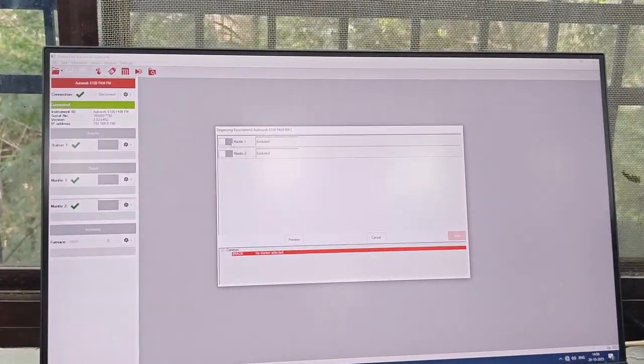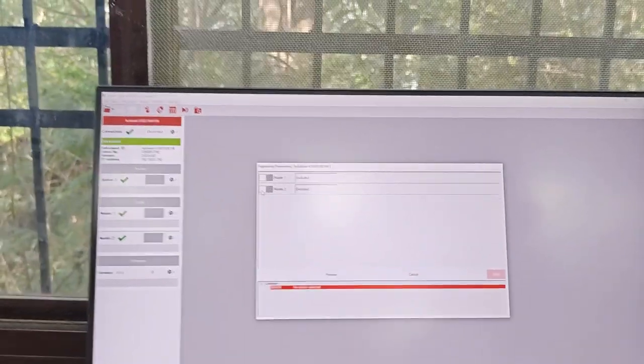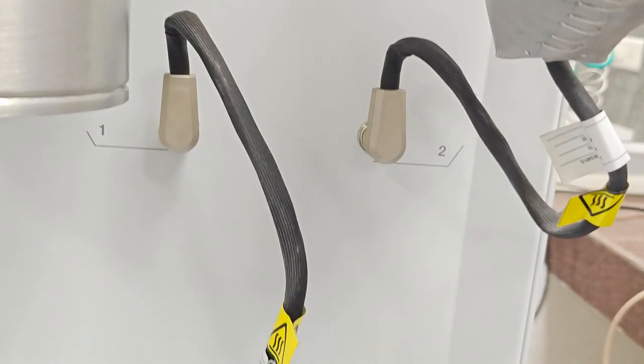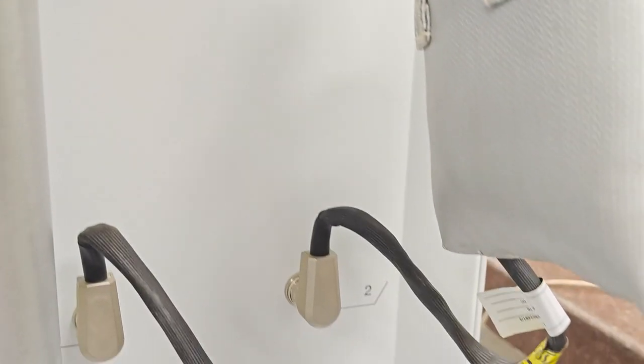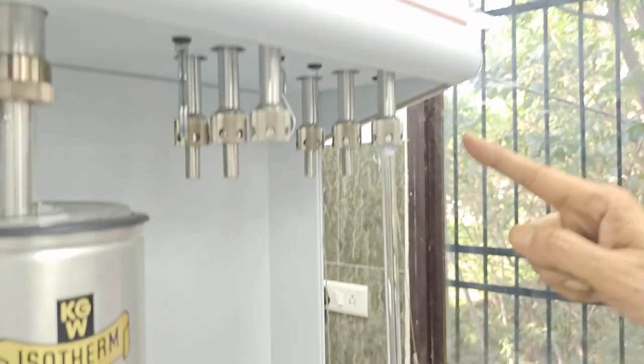It will show which one is the mental. Mental 2, because there are 2 mental, 1 and 2. So we are using mental 2. Here are 3 sample IDs: front, mid and back. So we are using the front.